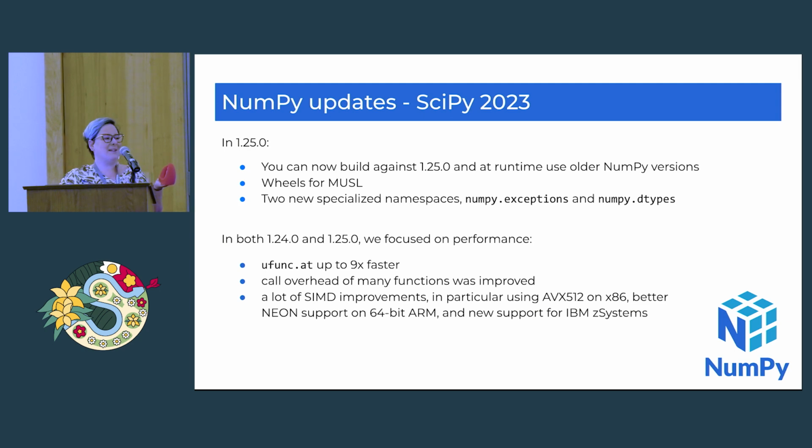First of all, we've had 2 updates since last year. In 1.25.0, you can now build against 1.25.0 and at runtime use older NumPy versions. This happened because of the way the C API is exported. And so you don't need to use the oldest supported NumPy meta package anymore. You can check the documentation for more details on how to do that. We also provide wheels for Musl Linux now, same as SciPy. And we have 2 new specialized namespaces, numpy.exceptions and numpy.dtypes, that reorganize the namespace a little bit to make it more findable.